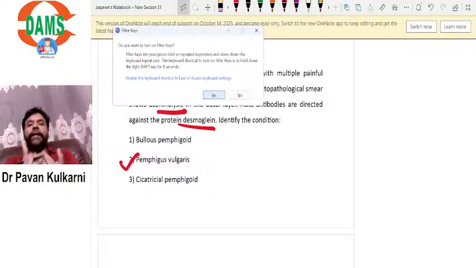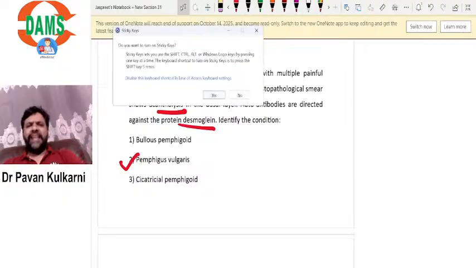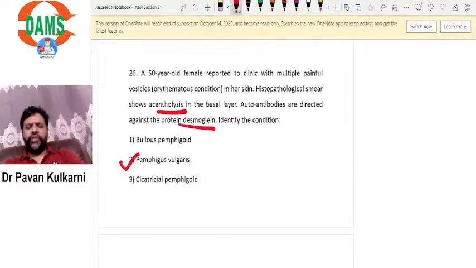Okay, those are nothing but your Tzanck cells. Epithelial cells are not round. They have got their own shape, squamous shape. Here, however, in case of Pemphigus, you are going to see the round acantholytic cells. They are nothing but the Tzanck cells.